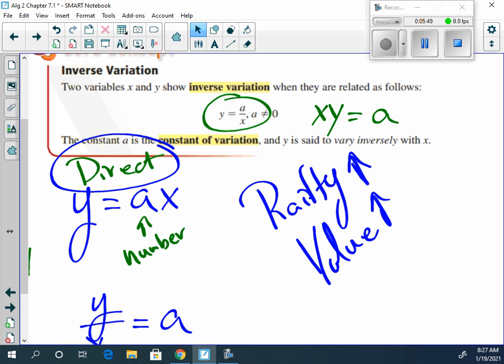And this is really what we're talking about with direct and inverse. Because direct is going to be going in the same direction. Either they both go up or they both go down.